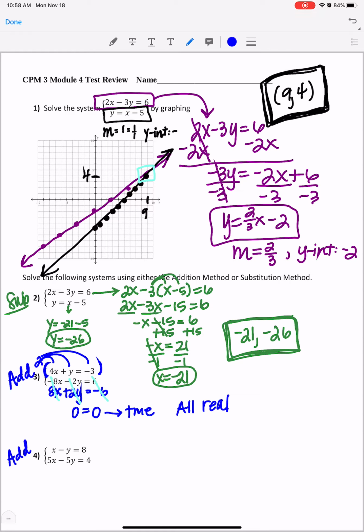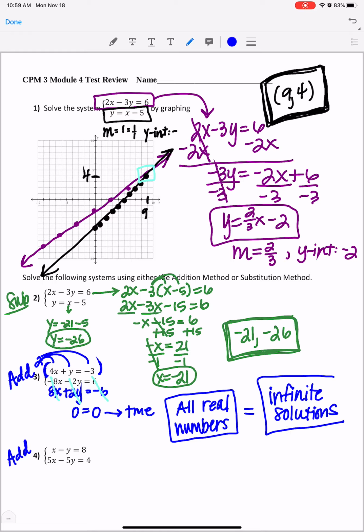Or, I mean, all real numbers does work. But I think we have been calling that infinite solutions. So either of those would work just fine.